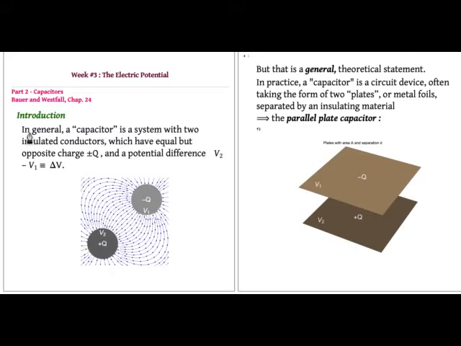Well, that's a general, kind of a theoretical definition of a capacitor. But actually, capacitors are very important in electrical engineering and in electric circuits. In practice, this would not be the form of a capacitor in a circuit. So in practice, a capacitor is a device that's used in circuits. A capacitor is a device that stores charge and energy.